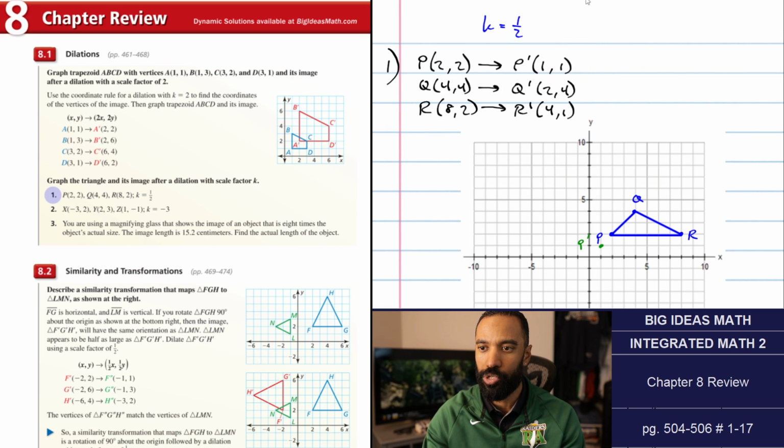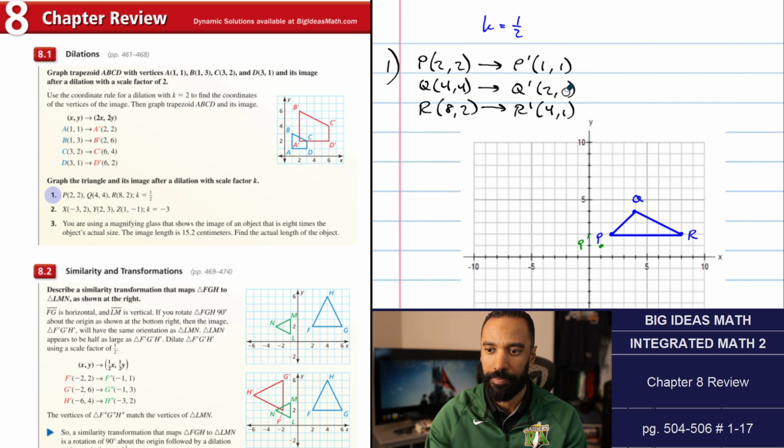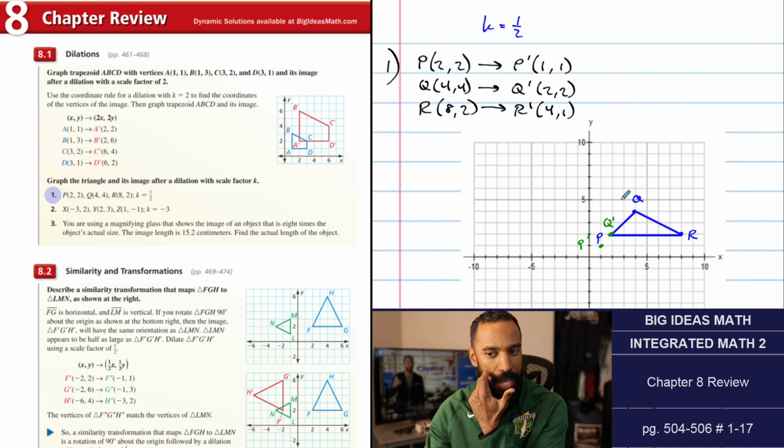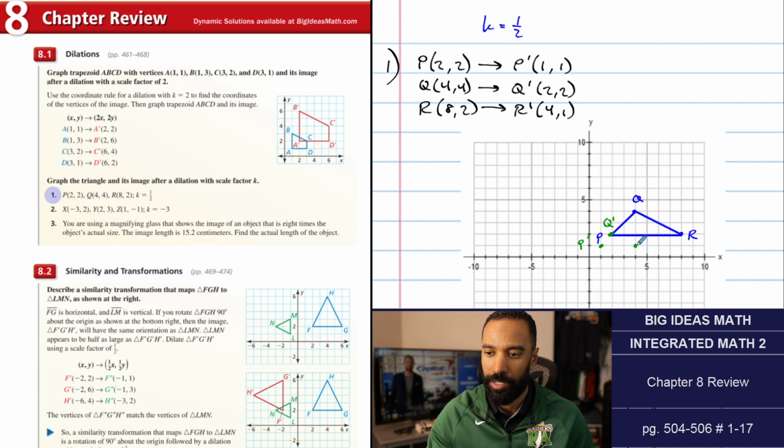Q prime, I put 2, 4. I apologize. Q prime's at 2, 2, which is exactly where P was to begin with. So there's Q prime as we reduce toward the origin, and R prime is at 4, 1.